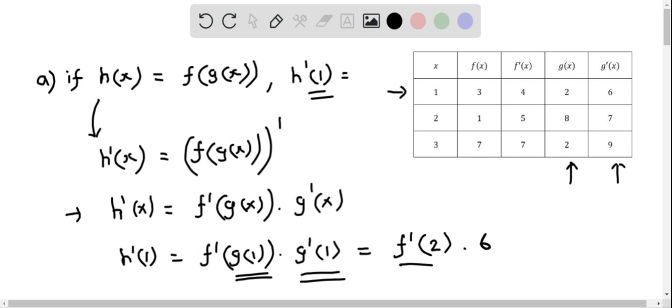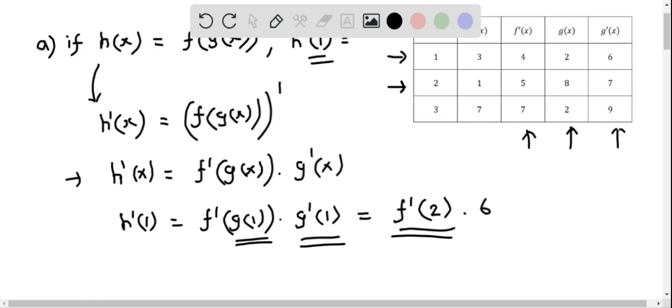Now we have f prime of 2. So we have to look at this column, that is f prime of x, which is the derivative of f, and x equal to 2. So we have to look at this row. The value is 5. So this means 5 times 6, and this equals 30. Therefore we say that h prime of 1 equals 30.